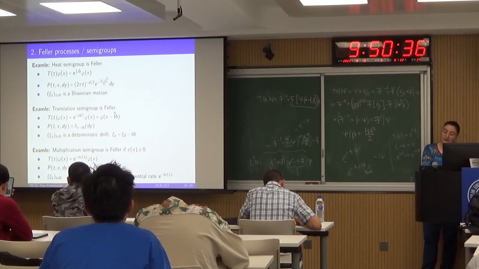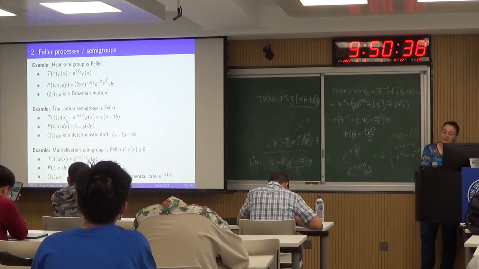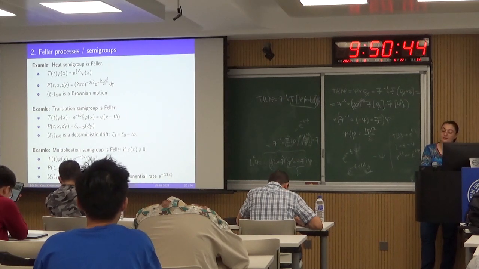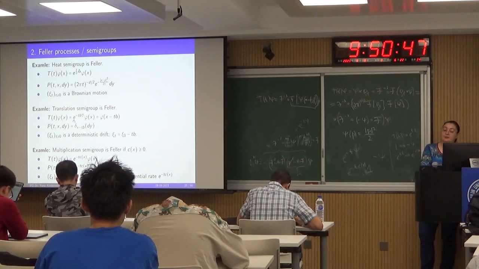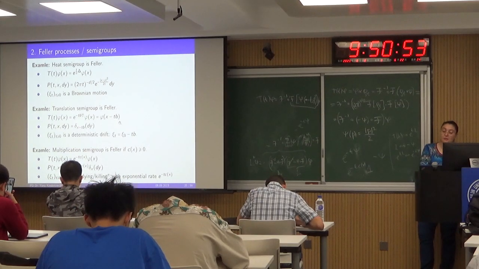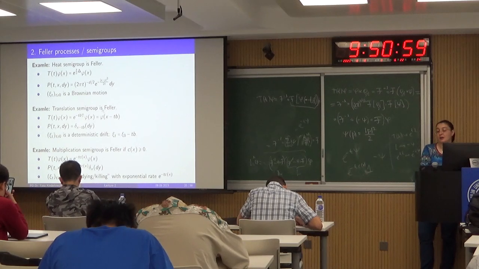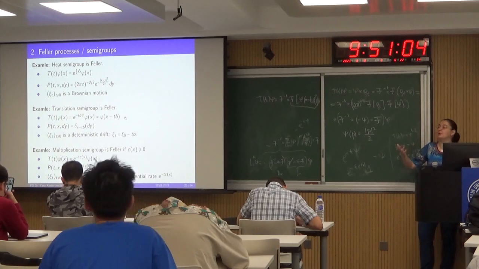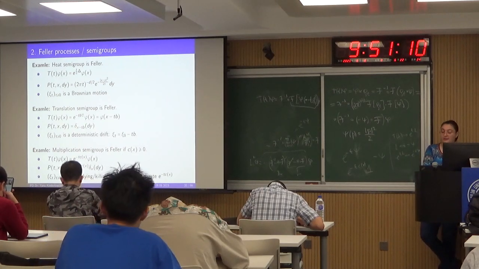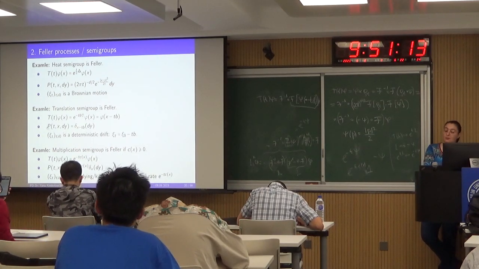Translation semigroup is also Feller. So the semigroup is generated by this operator b nabla, which is a scalar product of b and nabla. This semigroup is defined as a shift semigroup. So we have already seen the representation that the action of the semigroup can be represented as a convolution of phi with some delta measure. Hence, we again obtain an integral operator with a kernel, and the kernel is given by a delta measure. Hence, we again have a sub-Markovian kernel given by a family of delta measures.